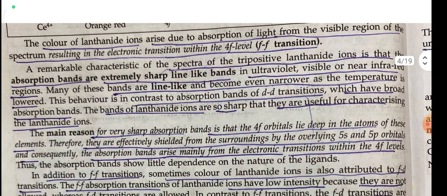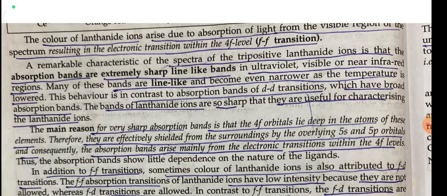The remarkable characteristic of the spectra of tripositive lanthanide ions is that the absorption bands are extremely sharp, line-like bands in the ultraviolet, visible or near infrared region. Many of these bands become even narrower as the temperature is lowered. This behavior is in contrast to the absorption bands of d-transition elements, which have broad absorption bands. The bands of lanthanide ions are so sharp that they are used for characterizing the lanthanide ions.